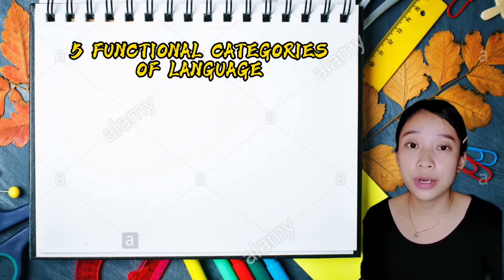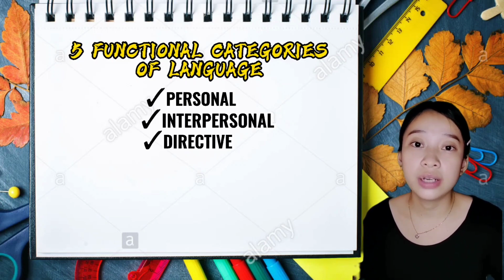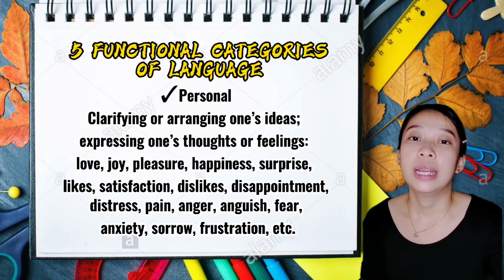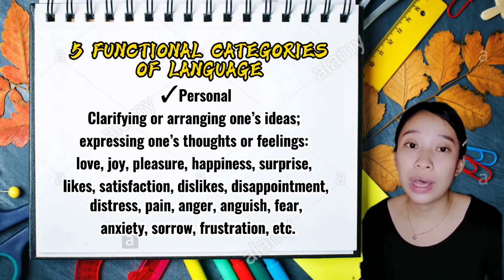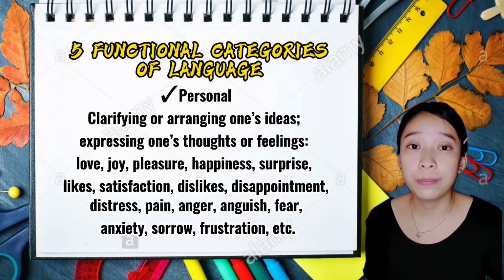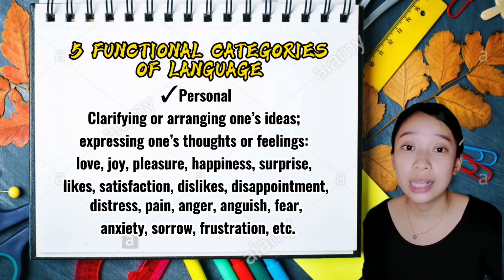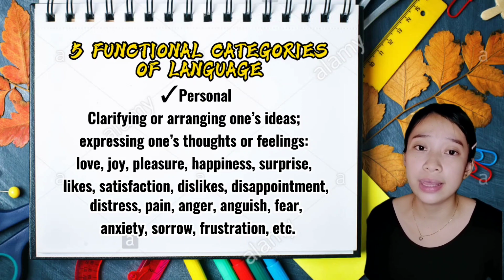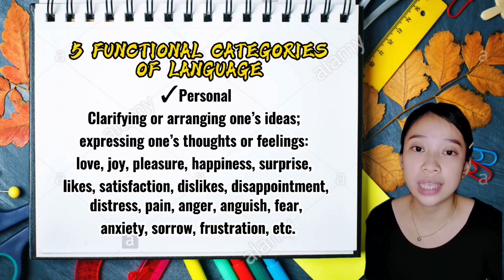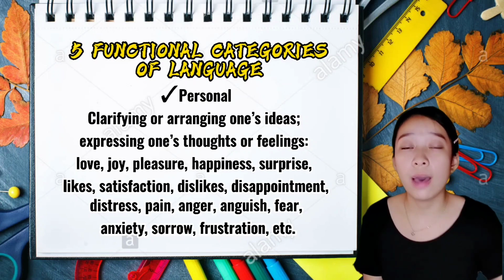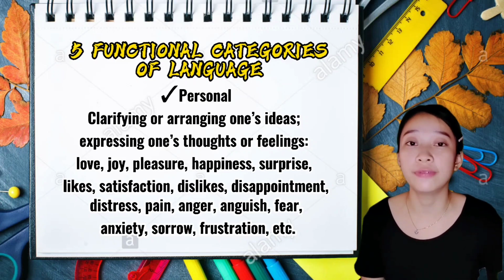They are personal, interpersonal, directive, referential, and imaginative. Personal: clarifying or arranging one's ideas, expressing one's thoughts or feelings, love, joy, pleasure, happiness, surprise, like, satisfaction, dislike, disappointment, distress, pain, anger, anguish, fear, anxiety, sorrow, frustration, and so many more. So when we say personal, it is about yourself, related to you or affecting you.